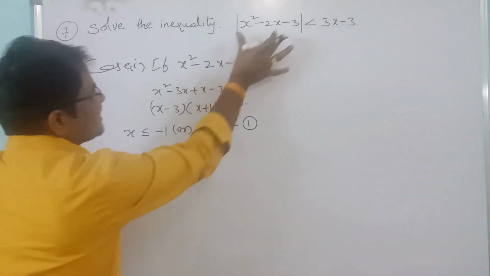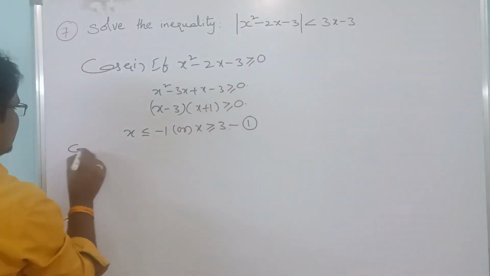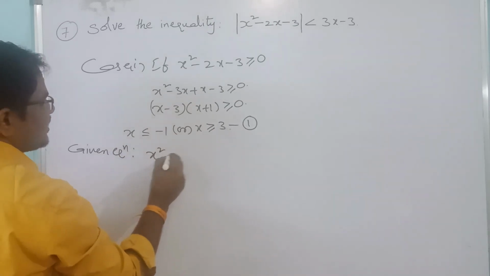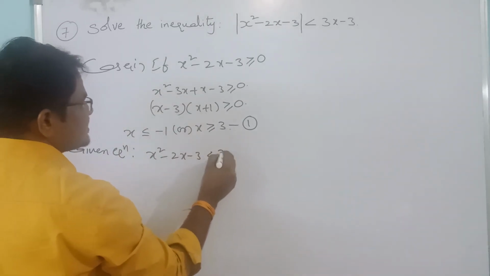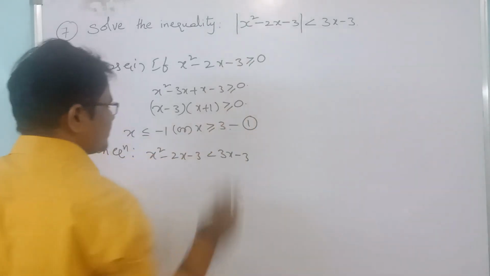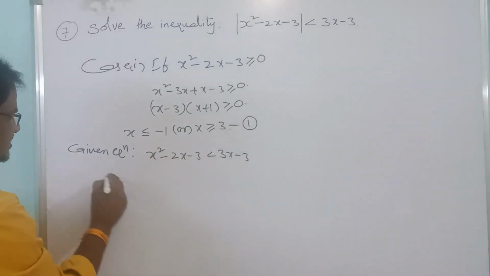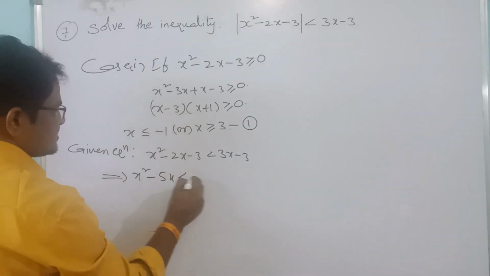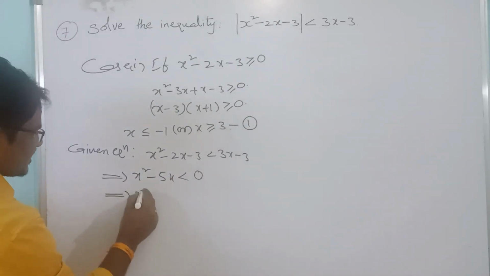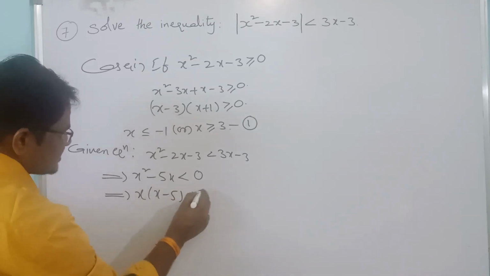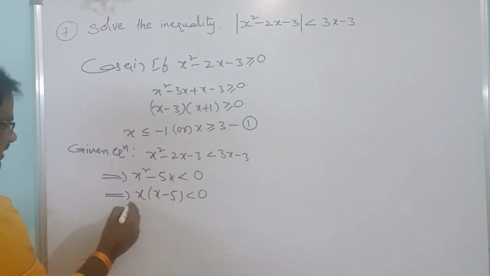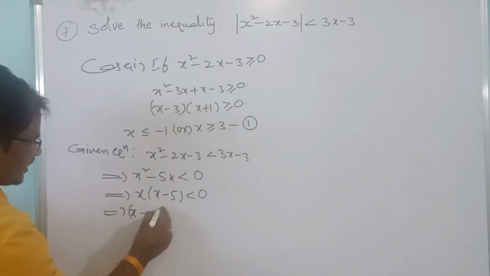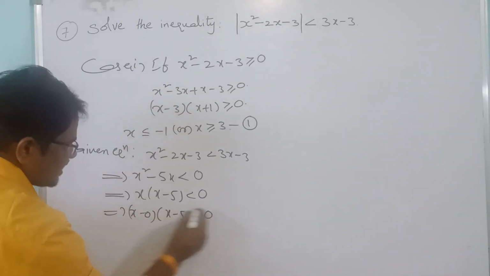Now whenever it is greater than or equal to 0, the given equation becomes x square minus 2x minus 3 less than 3x minus 3. Now simplify this one. That implies x square minus 5x less than 0. That implies x into x minus 5 less than 0. Now here you can write it as x minus 0 into x minus 5 less than 0.